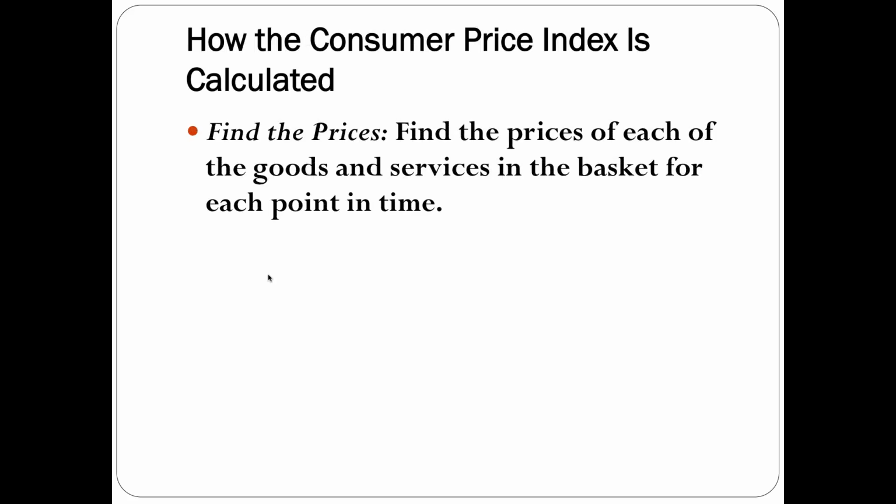Now, next step is to find the prices. So the Bureau of Labor Statistics is going to figure out the basket, then they're going to find the prices of those goods and services. So they're going to find the prices of each of these goods and services for a basket at each point in time. So they'll go around to various sellers and they will figure out what are the prices of these goods. So they go to Target, Walmart, etc. and find out what are these goods selling for.